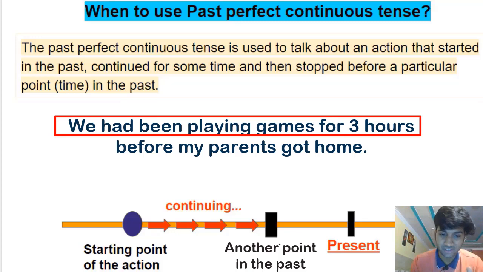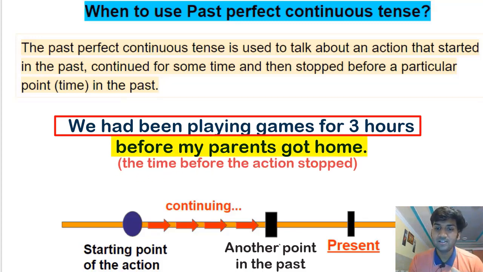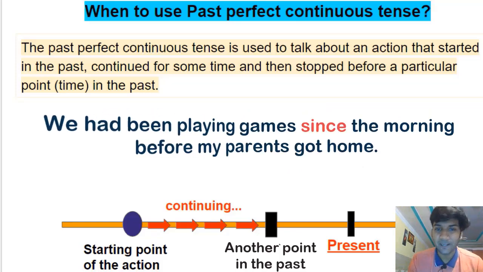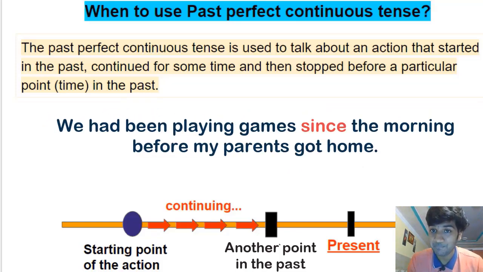I am talking about an action that had been going on in the past for 3 hours before it got stopped, before my parents got home, right? So here I'm talking about the time duration for which this action had been going on in the past before it stopped, before something else happened, right? Now, you can either talk about the time duration for which the action had been happening or the starting point of the action. If you want to talk about the starting point of this action, simply use since. We had been playing games since the morning or since 8 a.m. before my parents got home, right?